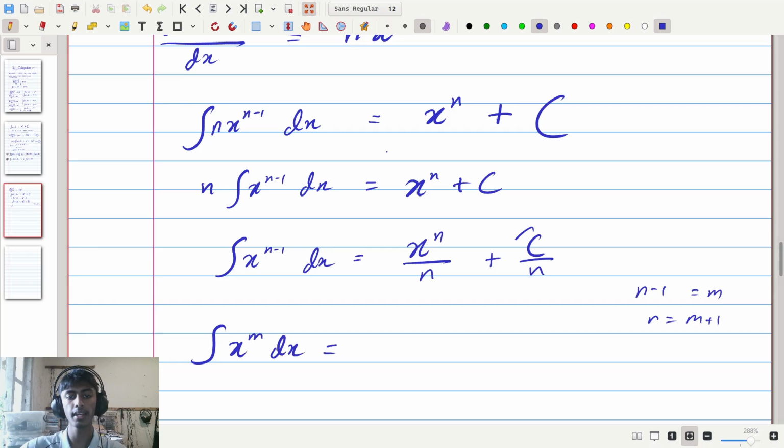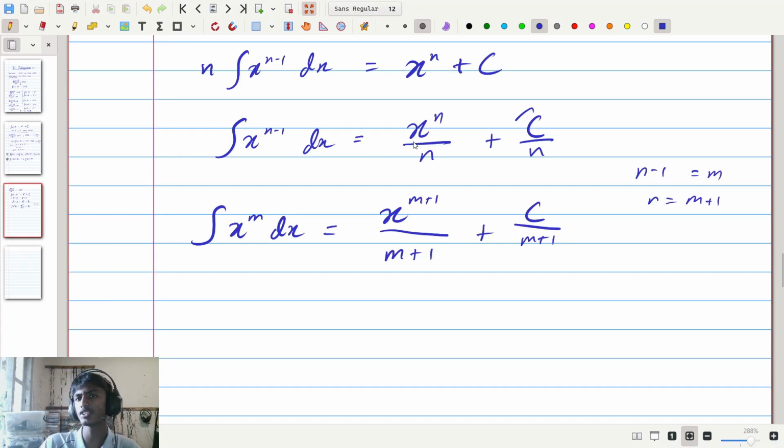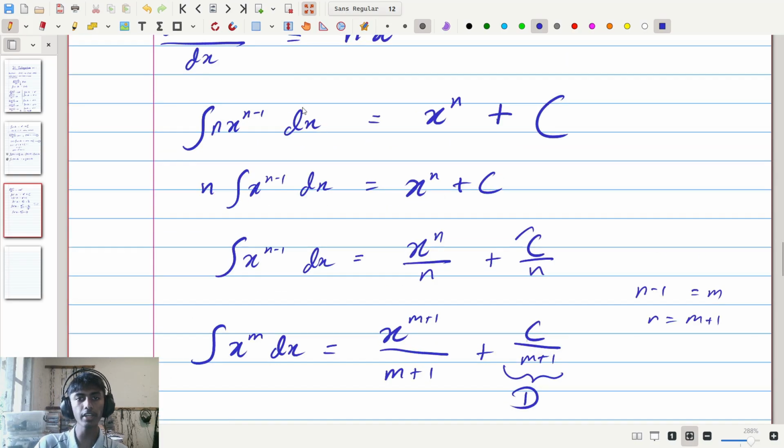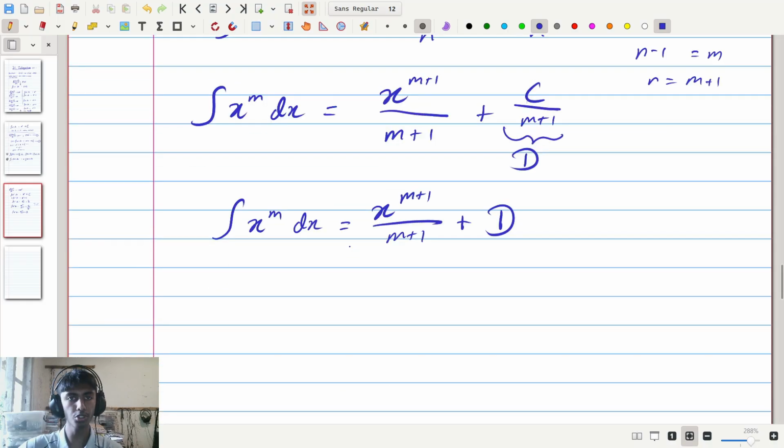respect to x is going to be x to the power of, here n is m plus 1, so we have m plus 1, divided by, and here n is m plus 1, so divide by m plus 1, plus this thing which is going to be c divided by m plus 1. And once again, since c divided by m plus 1 is just some other constant, we write this as some other constant, let's say d. So therefore, what we usually write is that the integral of x to the power of m taken with respect to x is going to be x to the power of m plus 1 divided by m plus 1 plus some constant d.